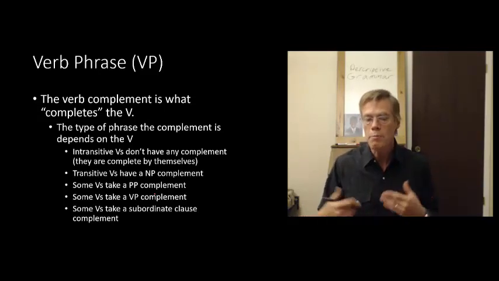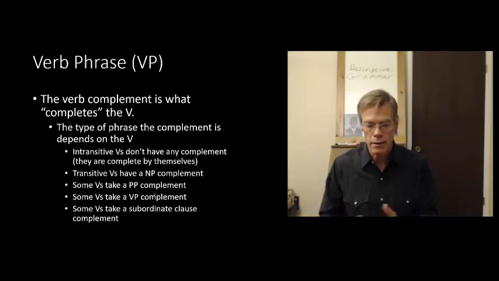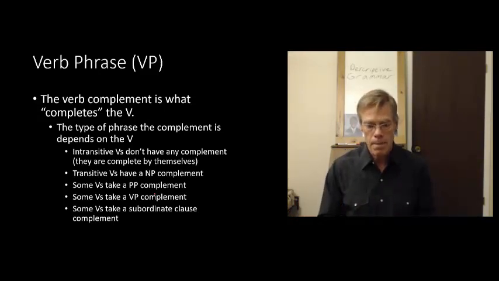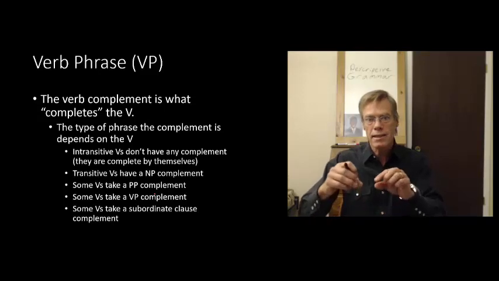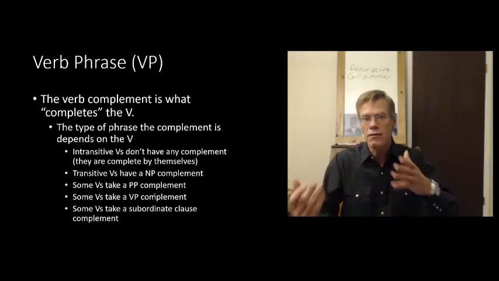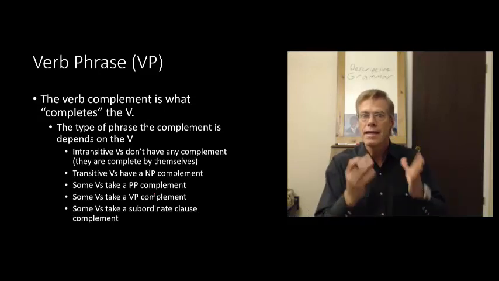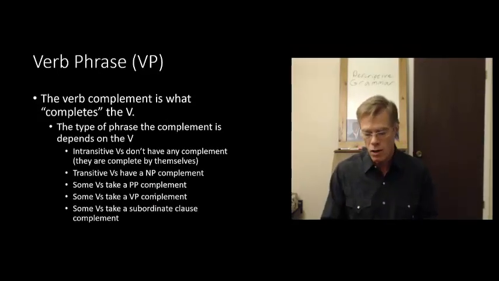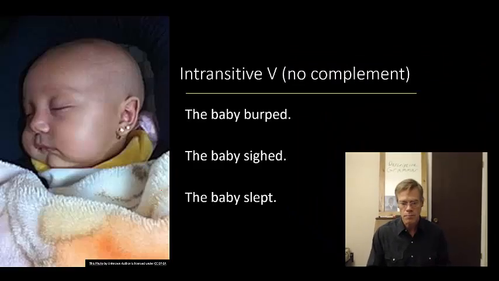Some verbs take a preposition phrase complement. Or it could take another verb phrase right after it. Or it could take a subordinate clause. So a subordinate clause is a sentence that attaches to a larger sentence. I think of it as a parasite of sorts. It needs an independent clause in order to have a subordinate clause. Let's look at some examples.